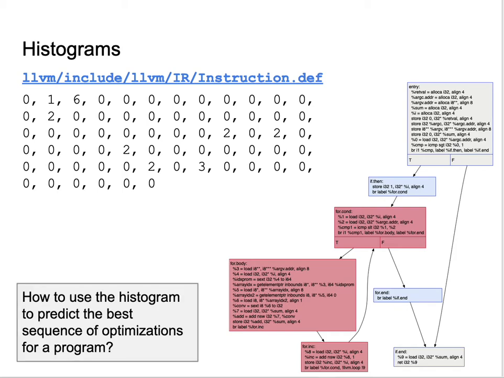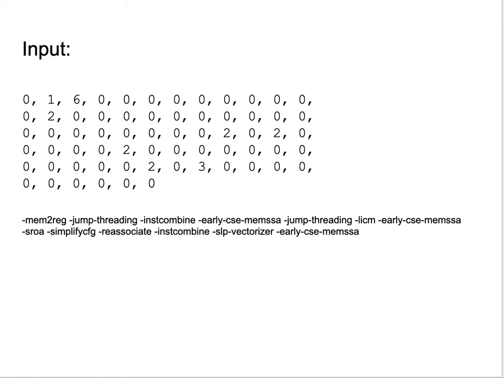And now, how can we use the histogram to predict the best sequence of optimizations for a program? Or, equivalently, let's focus on the regression problem. We want to predict the impact of a given sequence of optimizations on a program. In this problem, our input is the histogram of instructions of the program plus a sequence of optimizations. And the goal is to predict the final number of instructions produced by that sequence.